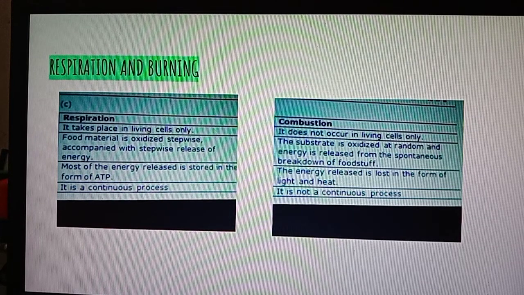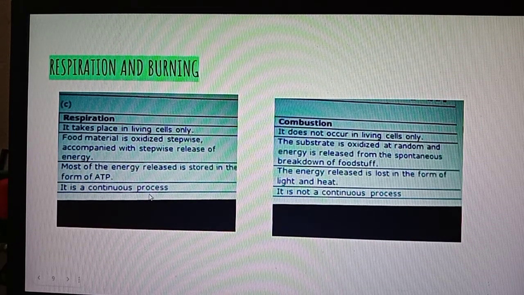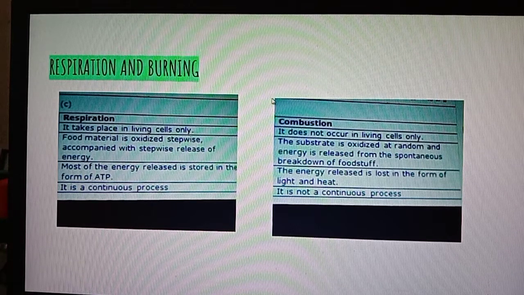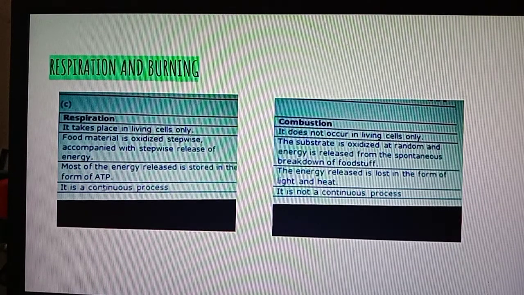If we see wood, here we are firing it up, so that energy we can't store, in the form of light and heat, it gets lost. Whereas respiration is a continuous process. Means it continuously goes on in our cells. One glucose molecule oxidizes, the next glucose molecule comes and oxidizes. Whereas combustion is not a continuous process. When we need it, then only combustion takes place. It doesn't take place every time, every minute, every second. So this is the difference between respiration and combustion.